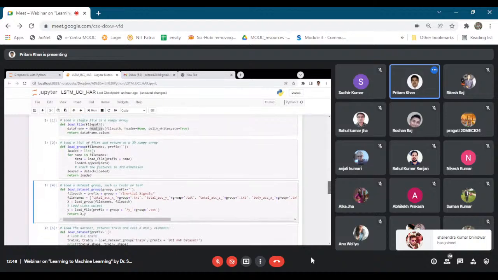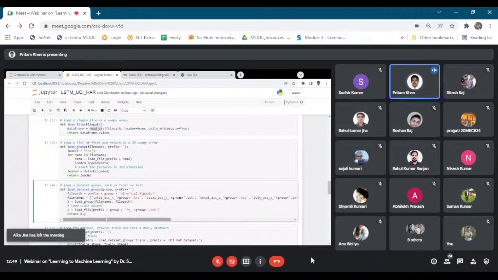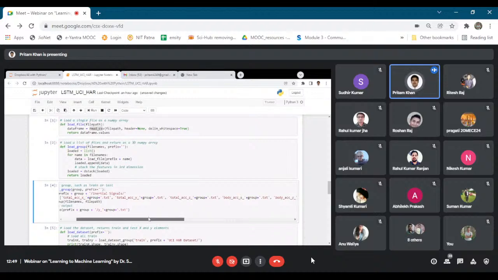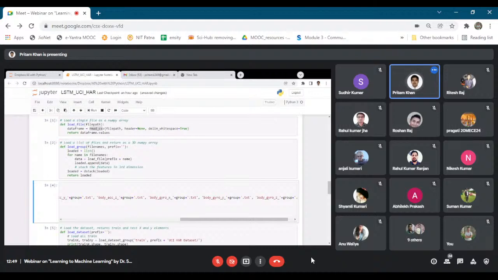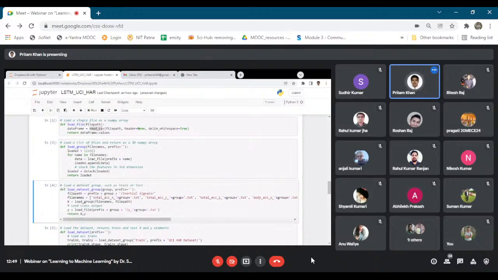Next, if you see here, this is another function where I am loading the full data set. Please notice the file names I have mentioned here. There are 6 features: the accelerometer data and the gyroscope data, the X, Y, Z 3 gyroscope axis data, the body acceleration X, Y, Z 3 acceleration data, and the total acceleration, where the gravitational acceleration is also considered. So in total I have 9 features as input data.